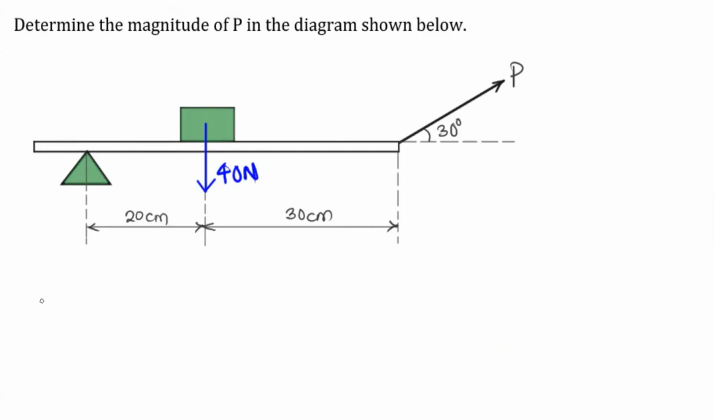Okay, I have an idea. Since we know that, we first find the moment of this 40 newtons downwards, and it should be equal to the one upwards, right? So first, we are taking moment. About what point are we taking the moment? From the fulcrum at the left.